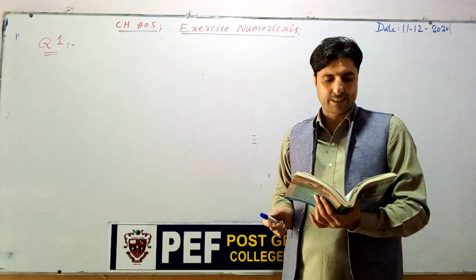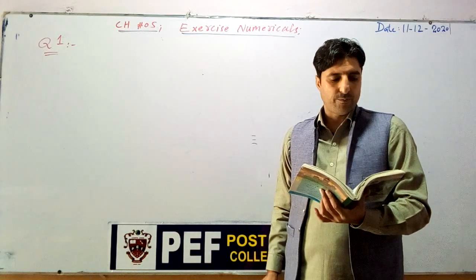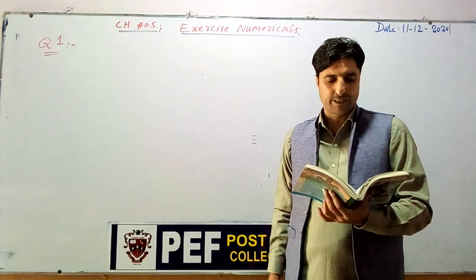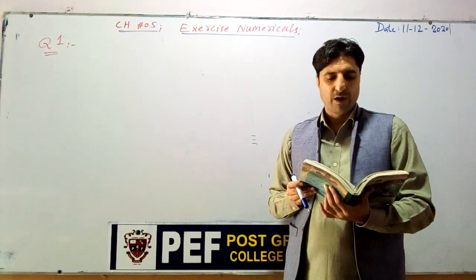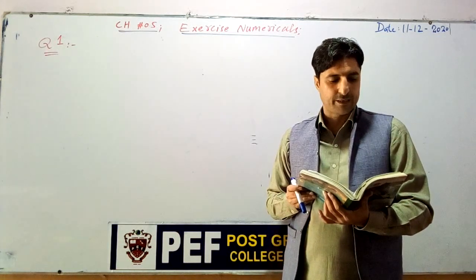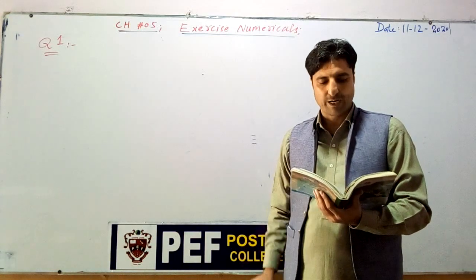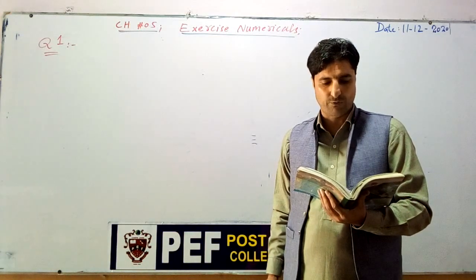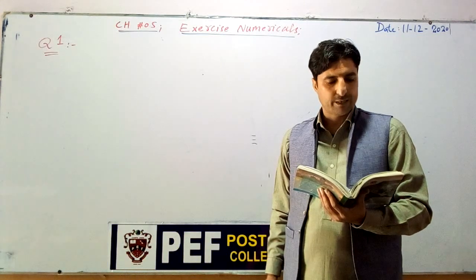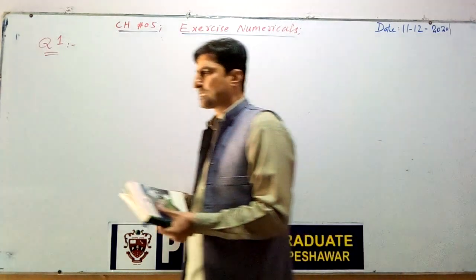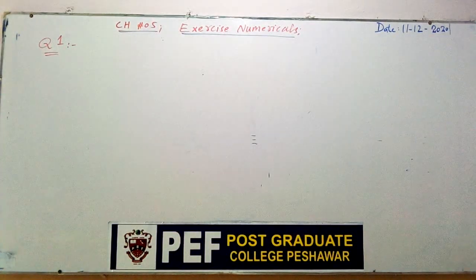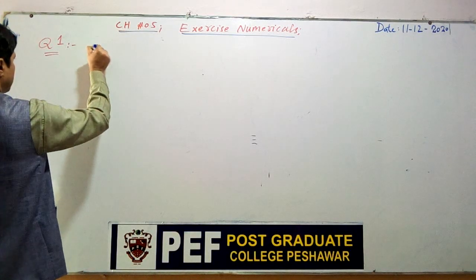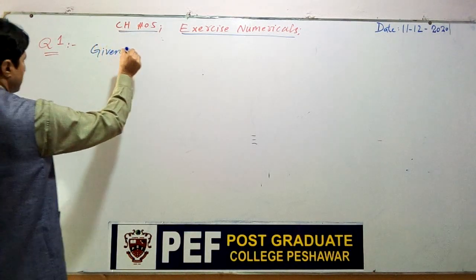In question number 1, it is stated that if the plate of a microwave oven has a radius of 0.15 meter and rotates at 6.0 revolution per minute, calculate the total distance traveled by the flight during a 2-minute cooking period. So first of all, to solve this numerical, we will write the given data, the thing which is given in the numerical.